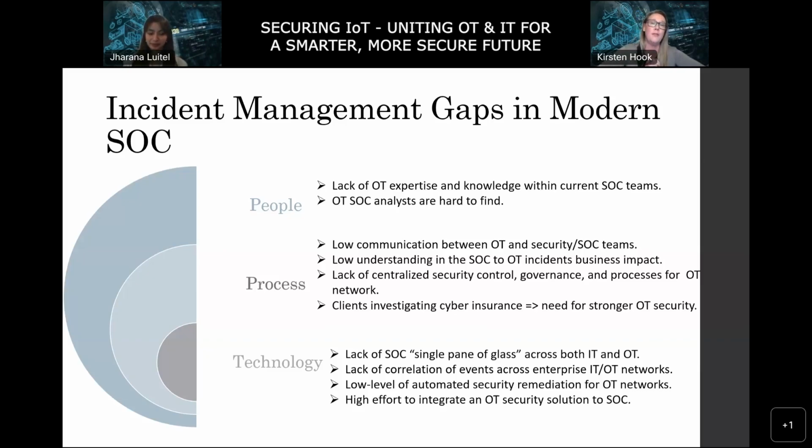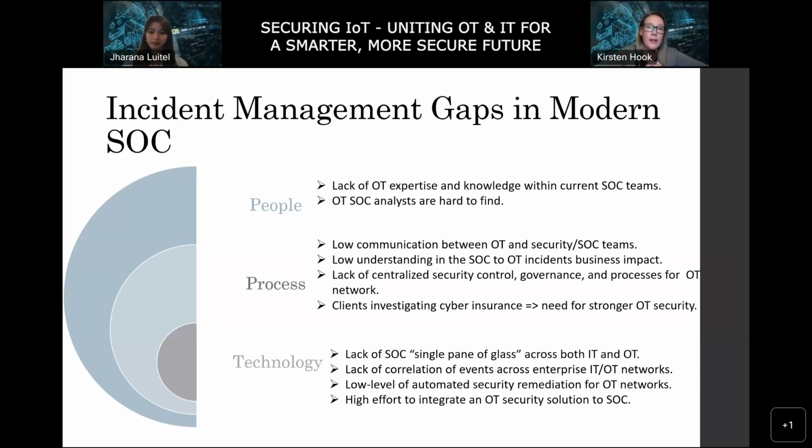From a process perspective though, there is low communication between OT and security SOC teams, and low understanding in the SOC of the business impact of OT incidents. If a SOC analyst receives an alert that says, hey, this controller has stopped responding, what does that mean to them? Do they know what the impact of that controller not responding actually is? Threat modeling needs to be worked out together. They need to understand what the impact is when devices go offline or when programs are uploaded. That will help with the processes.